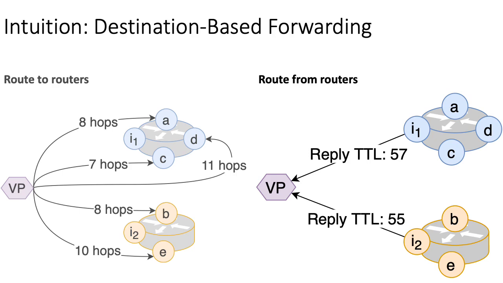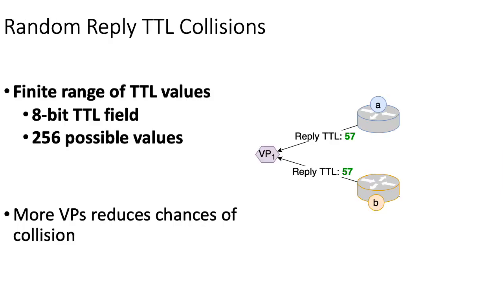Basically, I'm going to use reply TTLs to discriminate between the potential router aliases in the common successor groups. If the reply TTLs match for two addresses, that suggests they might be on the same router, while different reply TTLs indicate that they might belong to different routers. Now there's always the chance of random reply TTL collisions, by which I mean that two addresses on different routers might have the same reply TTL to a vantage point. In fact, this is a virtual certainty.